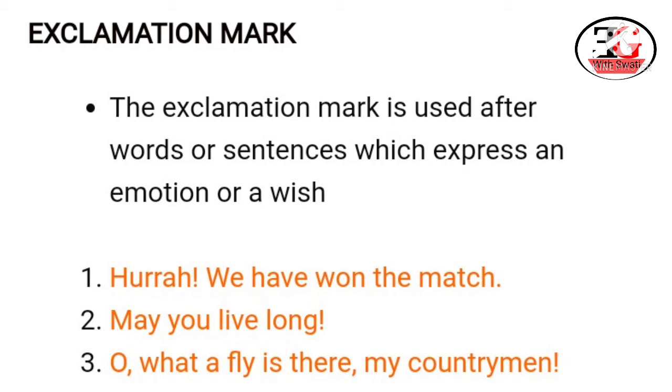Next punctuation mark is exclamation mark. The exclamation mark is used after words or sentences which express an emotion or a wish. For example, hooray, we have won the match! Next example, may you live long! Next, oh, what a fall is there, my countrymen! These are the uses of exclamation mark.